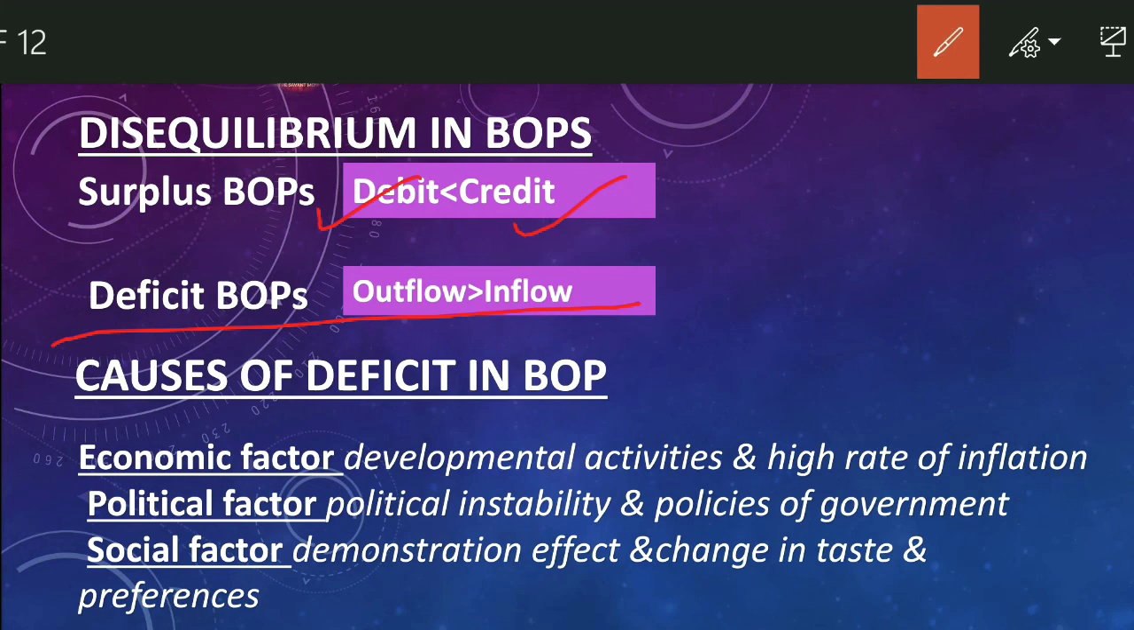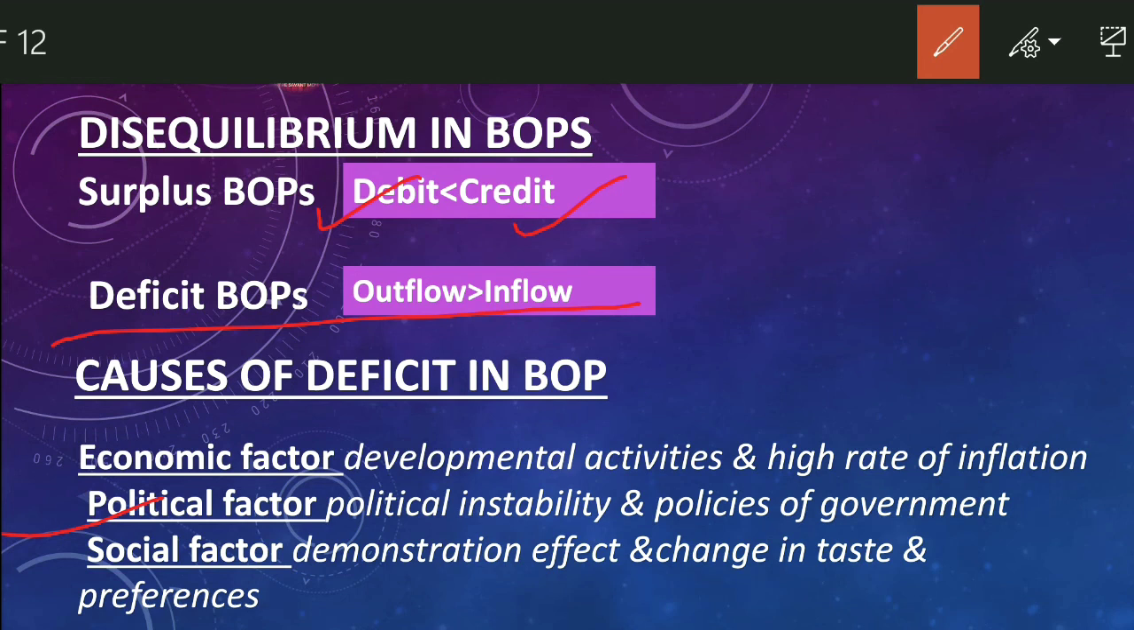On the other hand, if there is inflation in another country, it would reduce imports from that country, leading to a fall in the balance of payments deficit. Then we have political factors. Political instability, policies of government, etc. are responsible for it. Political instability may lead to huge payments and reduce the receipt of foreign capital, thus creating a balance of payments deficit. Then policies of government: if policies of government favor imports, there will be a deficit in the balance of payments.